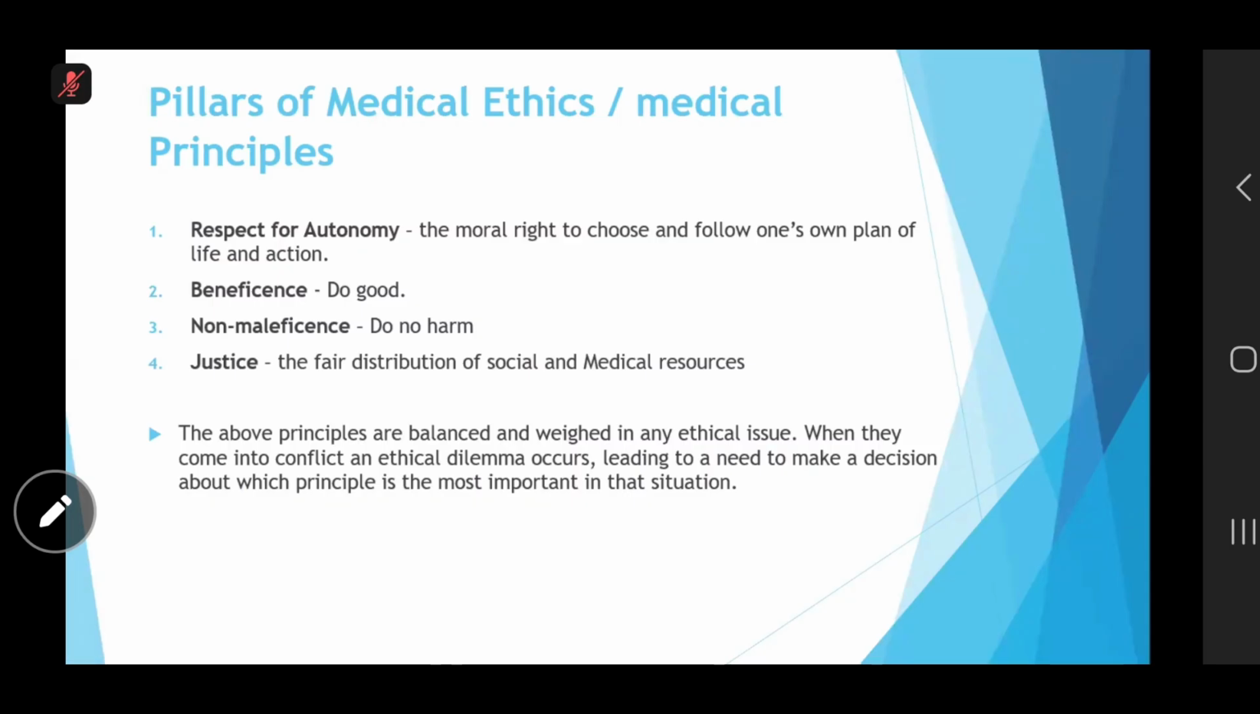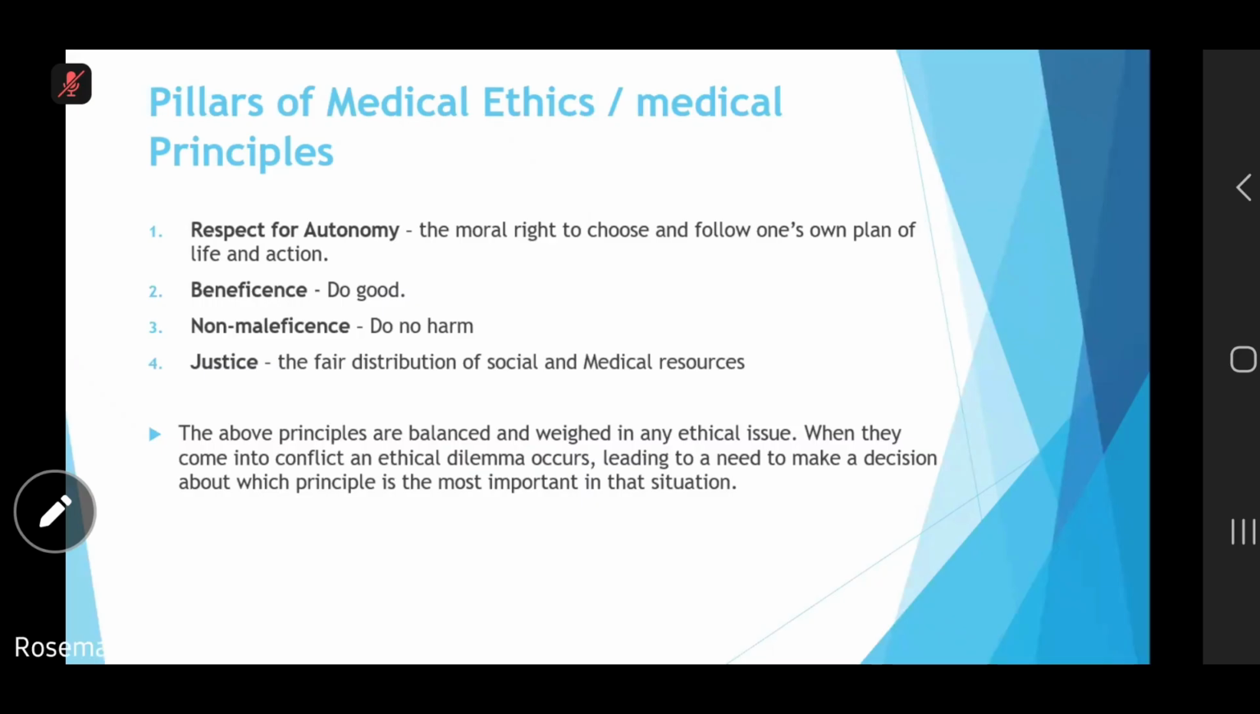We have respect for autonomy, which is the moral right to choose and follow one's own plan of life and action. Then we have beneficence, which means do good. And then, non-maleficence means do no harm. And then justice, which is the fair distribution of social and medical resources. No worries, you're going to see these medical principles in detail in my next slide.